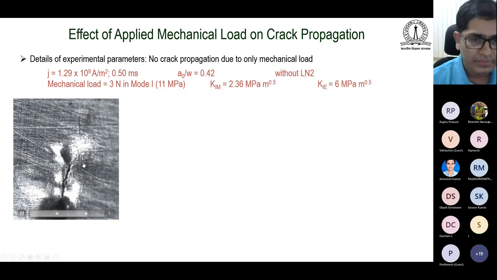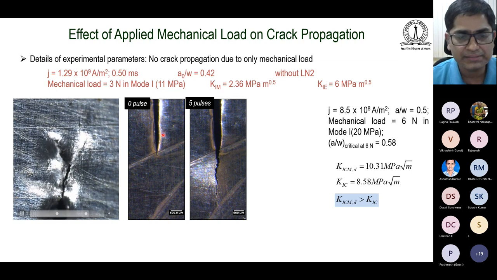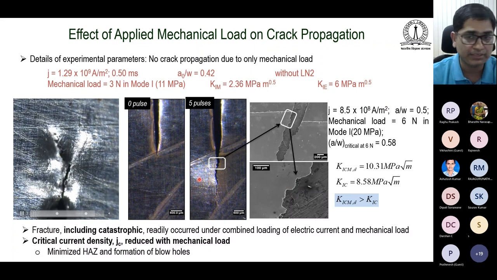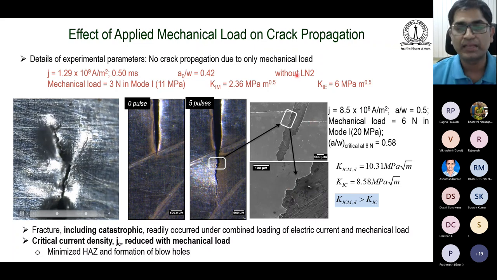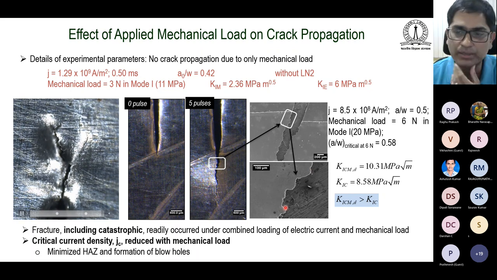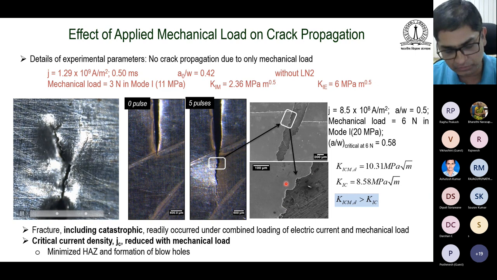So the crack has actually grown. And this is a picture that we have after the crack propagation. You can see it's a very clean, clear fracture. This experiment was done at room temperature, without liquid nitrogen. And if we compare these pictures with whatever we saw when we were just passing the electric current, that was not that clean. It has a lot of wrinkles or plasticity effects at the tip. Here, this is very, very sharp. So this is good. We don't have blowholes.